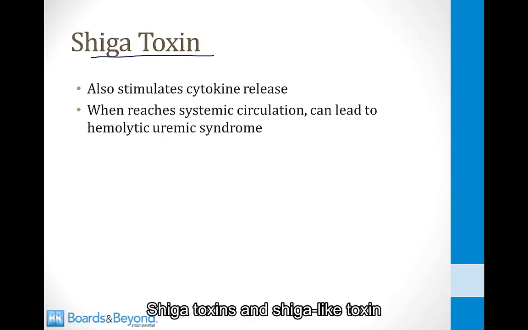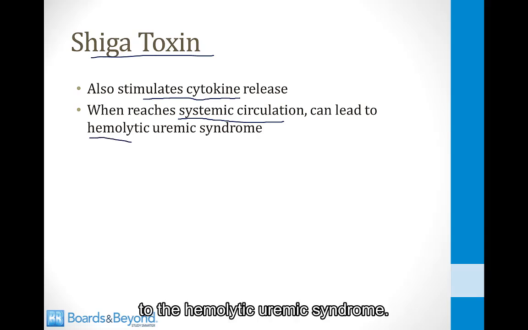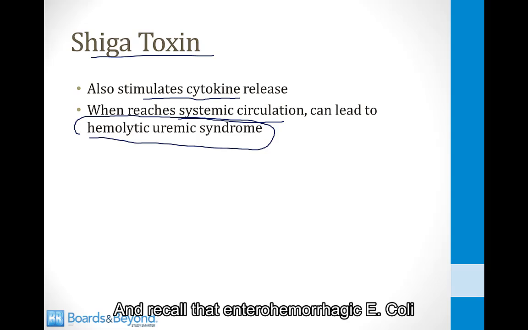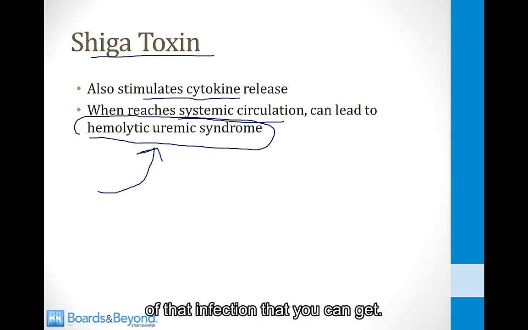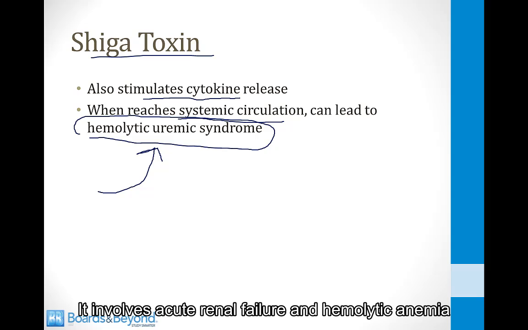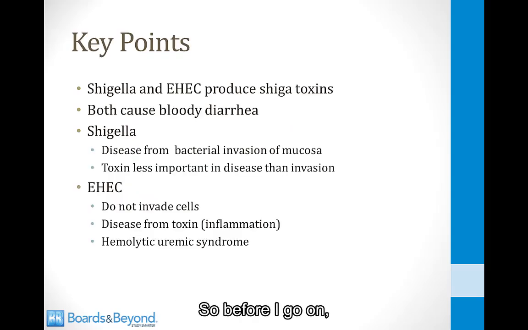Shiga toxins and Shiga-like toxin from enterohemorrhagic E. coli can stimulate cytokine release. So when they reach the systemic circulation, this is one of the things that can lead to the hemolytic uremic syndrome. And recall that enterohemorrhagic E. coli is associated with the hemolytic uremic syndrome. It's one of the worst complications of that infection that you can get. It involves acute renal failure and hemolytic anemia, and it's related to the Shiga-like toxin entering the systemic circulation and triggering an immune response.